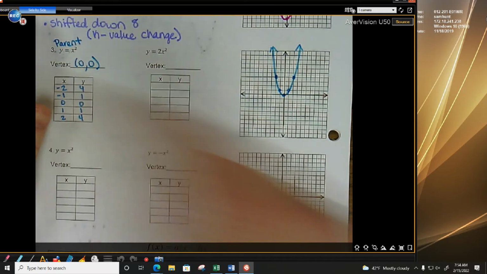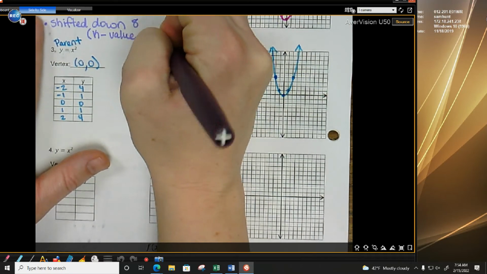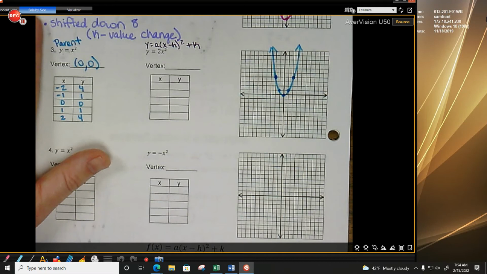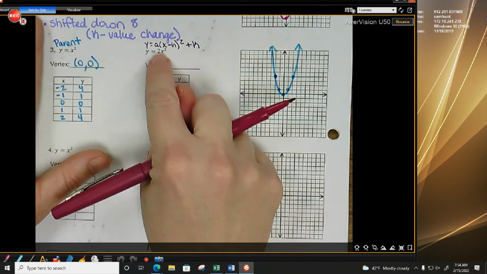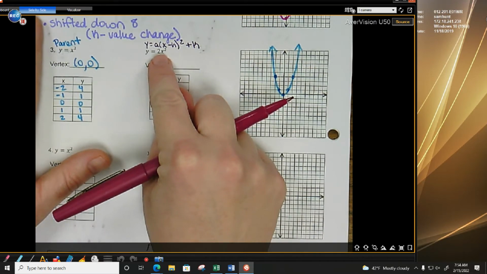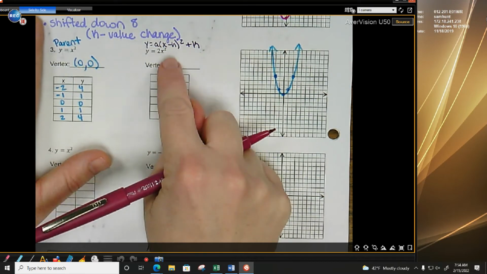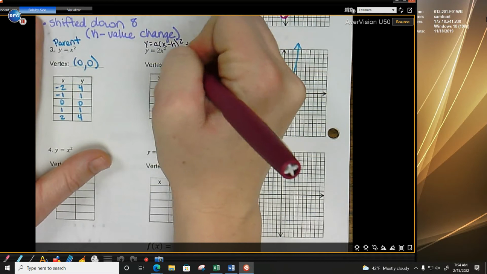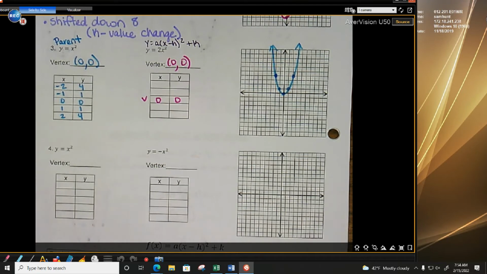Okay, so above the y equals 2x squared, I'm going to put y equals a times x minus h squared plus k. Is there a number in the parentheses with x? No, there's not even parentheses here, are there? So what's the h? 0. Is there a constant out to the side? Is there a plus or minus number out to the side? No. So what's your k? 0. So the vertex is still at 0, 0. That did not change because the h didn't change and the k didn't change. So my vertex is not moving. The vertex is still at the origin.